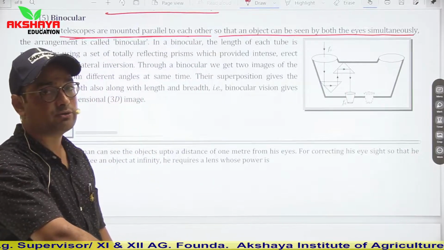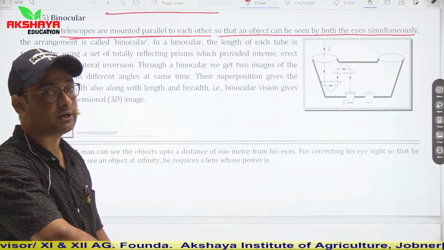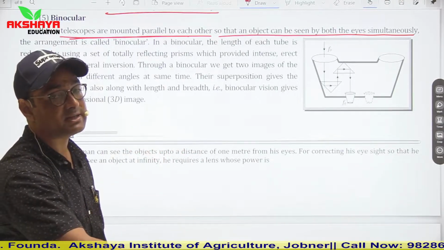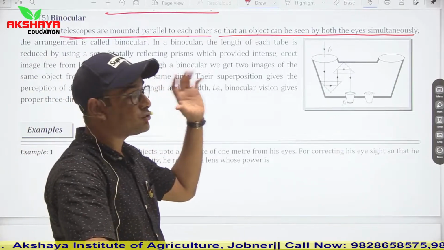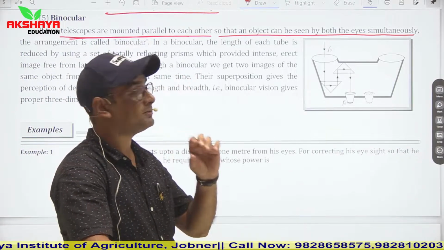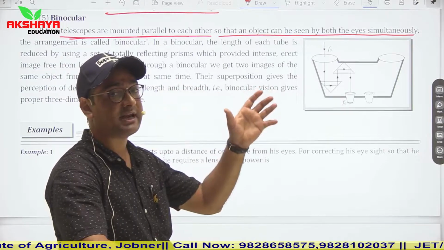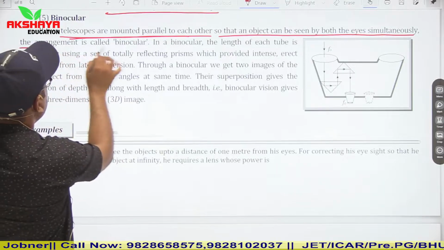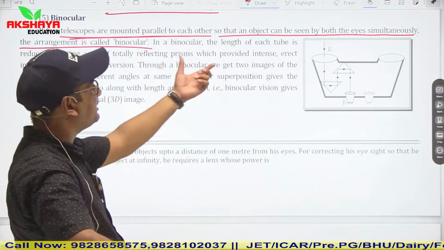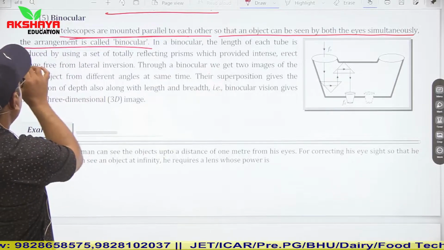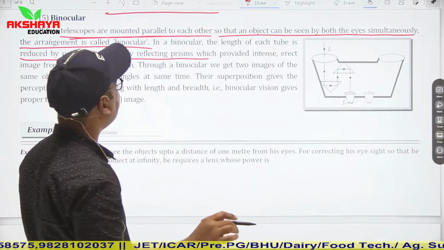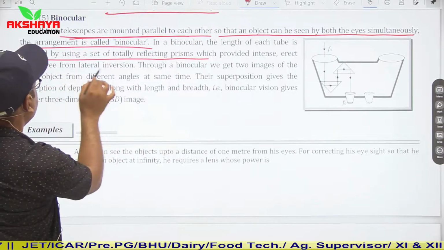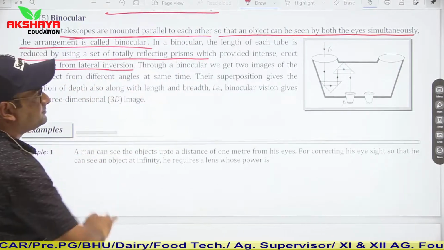You have used a binocular several times, and you might have seen that in a binocular two telescopes are arranged parallelly, so that farther objects can be seen by both eyes simultaneously. The arrangement is called a binocular. In a binocular, the length of each tube is reduced by using a set of totally reflecting prisms, which provide an intense, erect image free from lateral inversion.